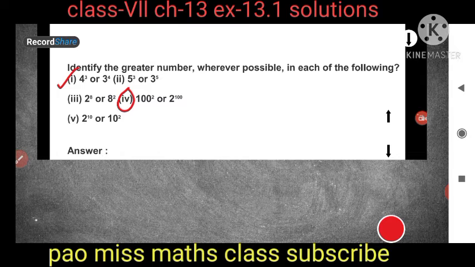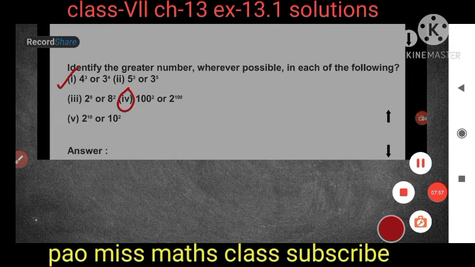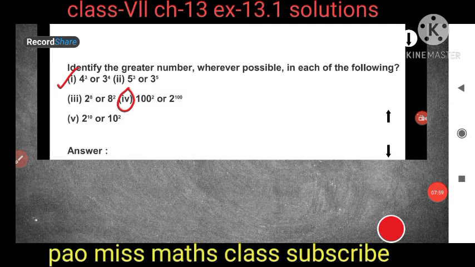That means it will take a lot of space to write, isn't it? So in case of power, how will you compare them? In case of power, how do we have to compare them? We have to compare them by seeing the exponent, okay, by seeing the power.